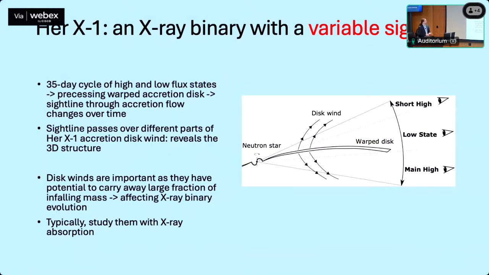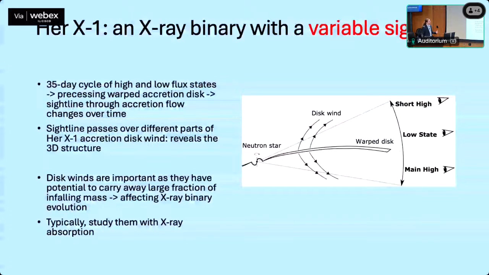Disk winds are interesting and important because they have the potential to carry away a significant fraction of the originally infalling material. For Hercules X1, for example, this fraction could be as large as 2/3 of all of the material that's going through the disk. And by carrying all this mass and angular momentum, they can change how much the neutron star is accreting and also the long-term evolution of this X-ray binary. Of course, they also inject energy into the surrounding ISM.